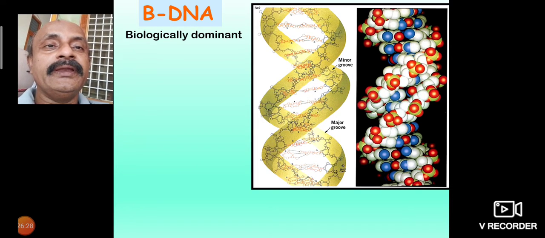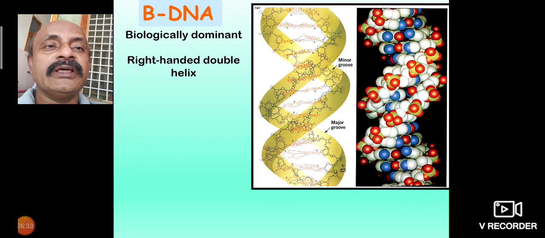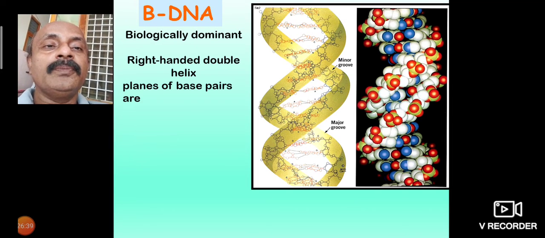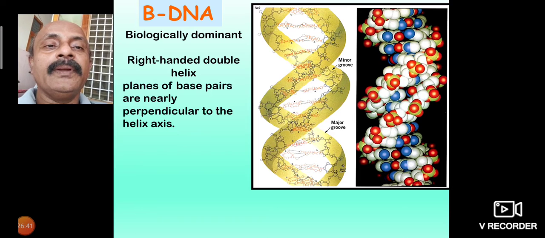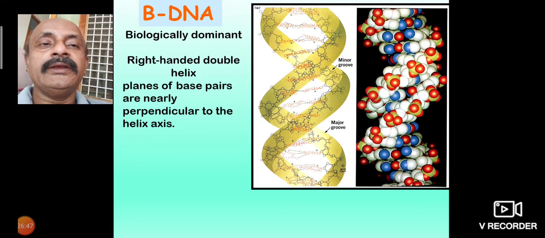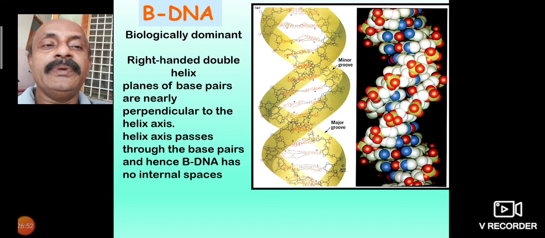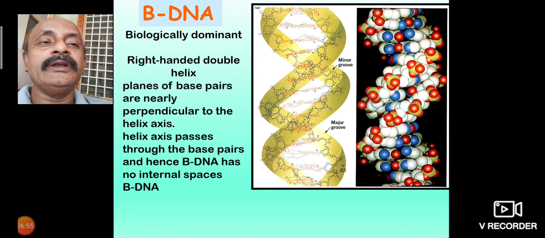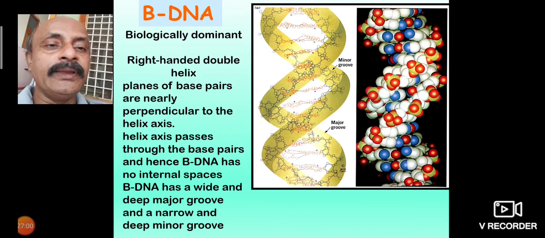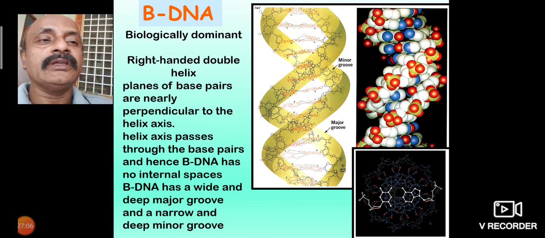So what is B-DNA? Biologically dominant DNA. This is a right-handed double helix. The planes of the base pairs are nearly perpendicular to the helix axis. Perpendicular means 90 degrees. The helix axis passes through the base pairs, so B-DNA has no internal space. B-DNA has a wide, deep major groove and a narrow, deep minor groove. So this is also one character of it.